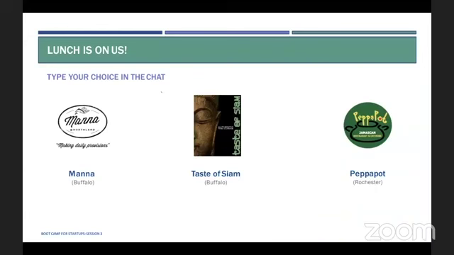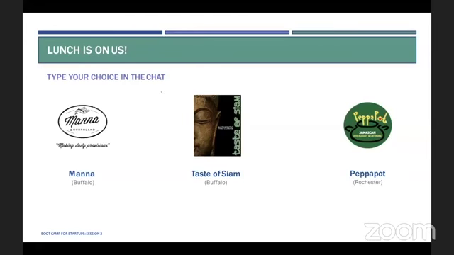Before we wrap up here, go ahead and put in the chat what you remember. Lunch is on us. Because we can't all get together and share fellowship face to face, we do want to buy everybody lunch. If you're in Buffalo, your choices are Manna or Taste of Siam. If you're in Rochester, Peppa Pot is our current option. We should get another Rochester option soon. So go ahead and put in the chat what you want for lunch, and we'll send out vouchers this week.